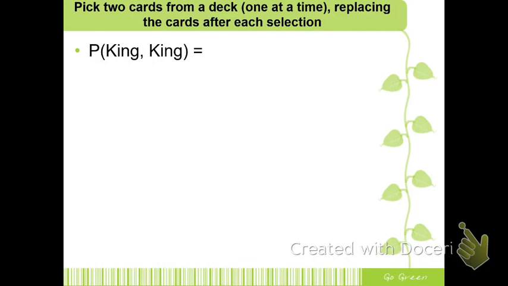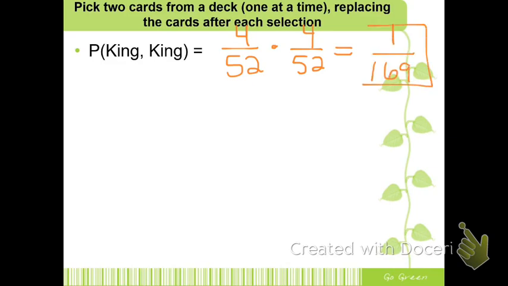So here, I want to find the probability that I draw one card and it's a king, then I put it back, and then I draw another card and it's also a king. So within a deck of cards, there are 52 cards total, and 4 of them are kings: the king of hearts, king of diamonds, king of spades, king of clubs. And since I'm putting that card back, when I draw the second card, there's still 4 kings in the deck out of 52 cards total. When I multiply and simplify, this gives me 1 out of 169.